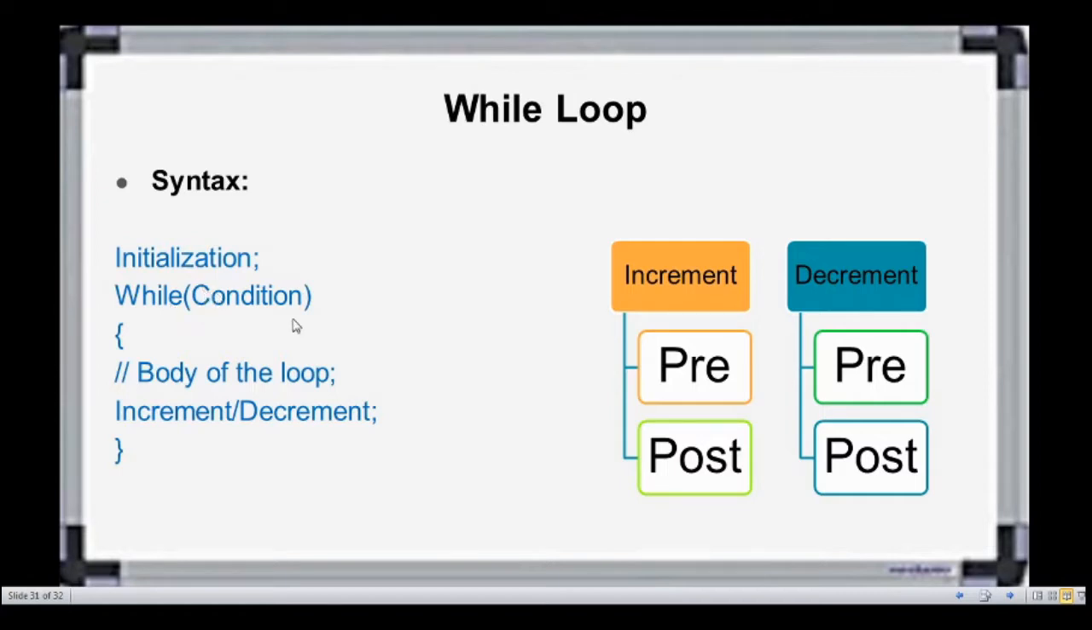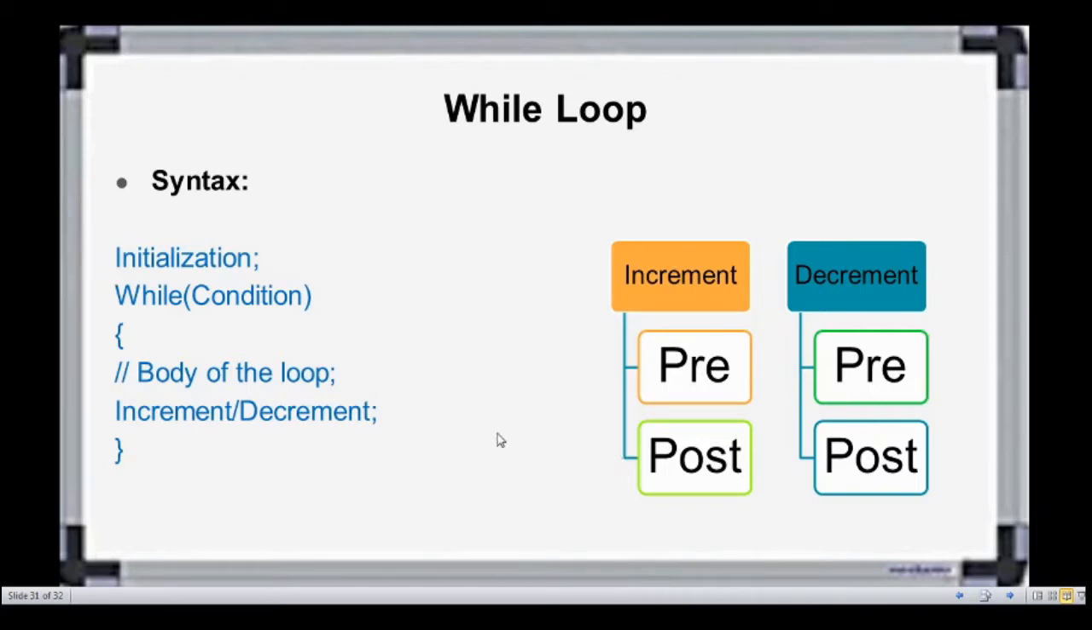Inside this condition, if the condition is true, then it will execute the body of the loop. And here we are incrementing the value. Here you can increment or decrement the value as per your requirement. In increment, you can use the pre or post increment. Similarly, in a decrement, you can use the pre and post decrement.